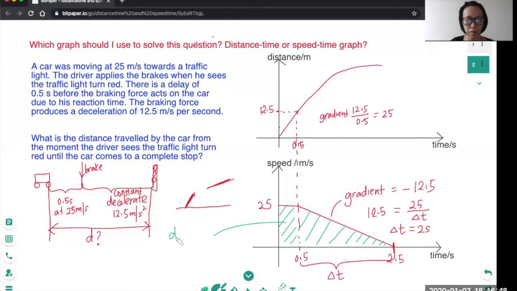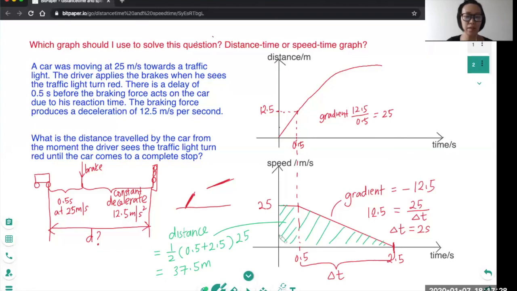And let's try to calculate the area under graph. So the area under graph represents the distance traveled, which is half times the sum of parallel lines. So I have this parallel line here, 0.5, and 2.5. So I will have 0.5 plus 2.5 times the height of the trapezium, which is 25. Okay, so over here, if you press your calculators and everything, it would be 37.5 meters. So he took 37.5 meters to stop the car completely.